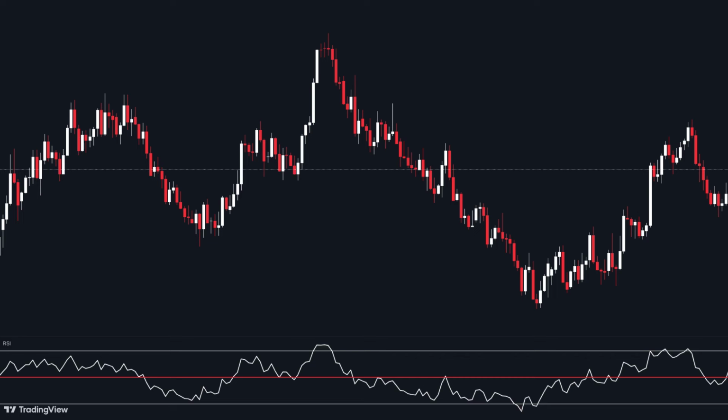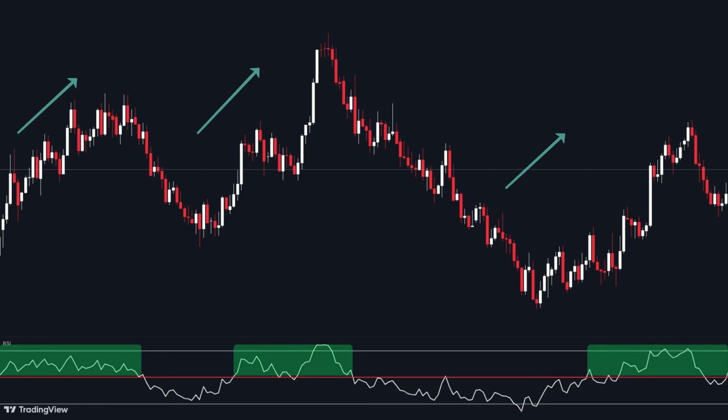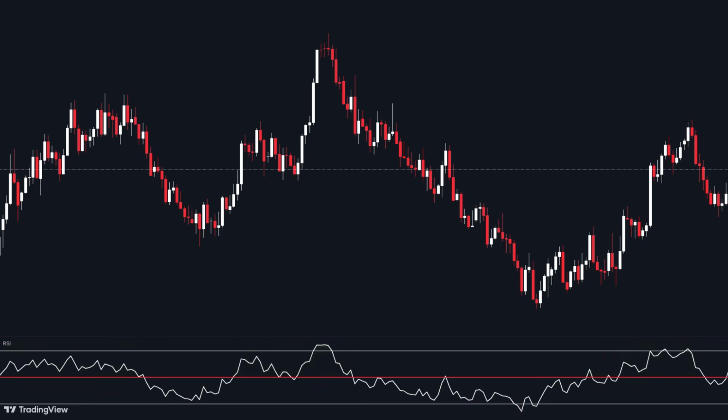A less conventional way to use the RSI is as a trend indicator. When the RSI is above 50, it suggests an uptrend, while when it's below 50, it indicates a downtrend. So this is how we're going to use the RSI, namely, as a confirmation of the trend.